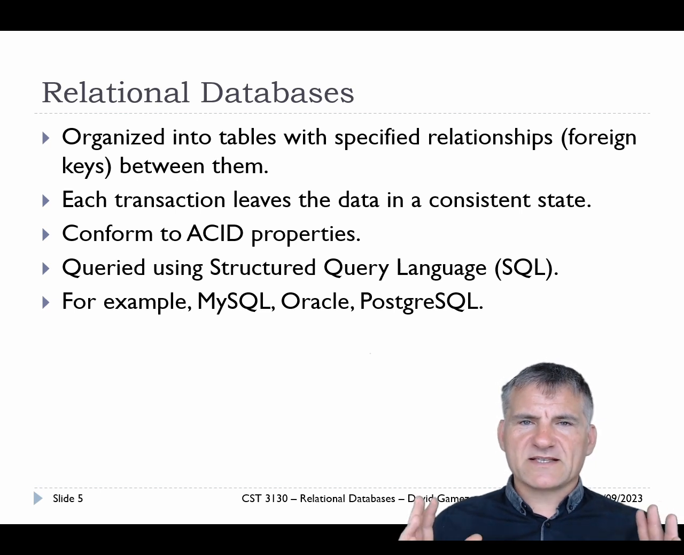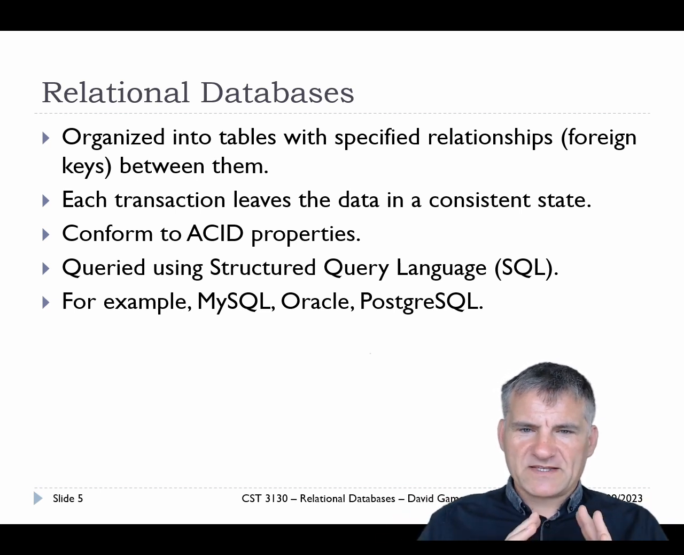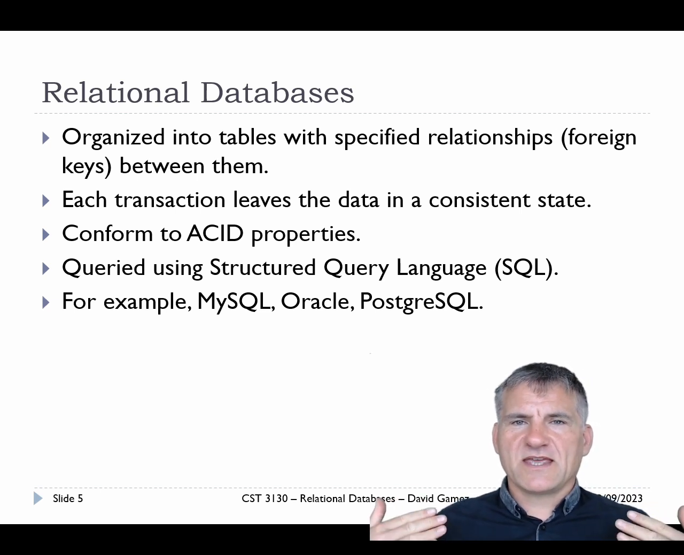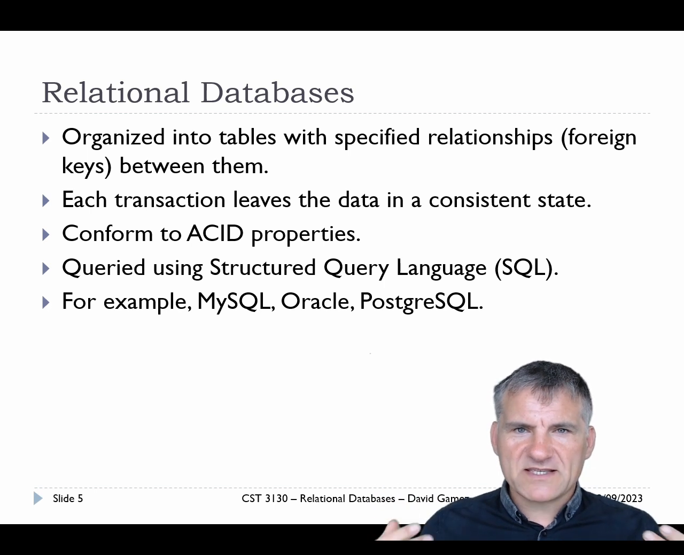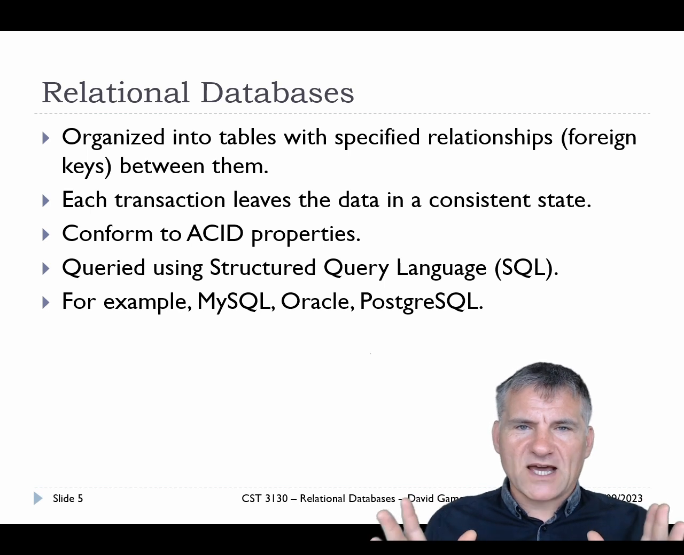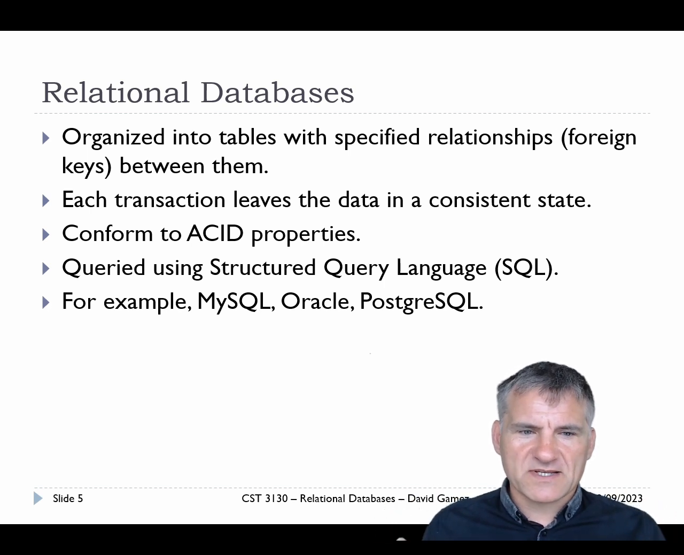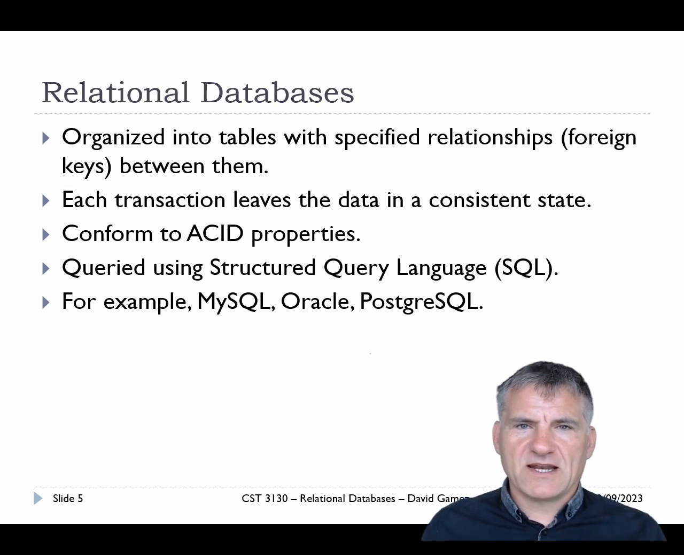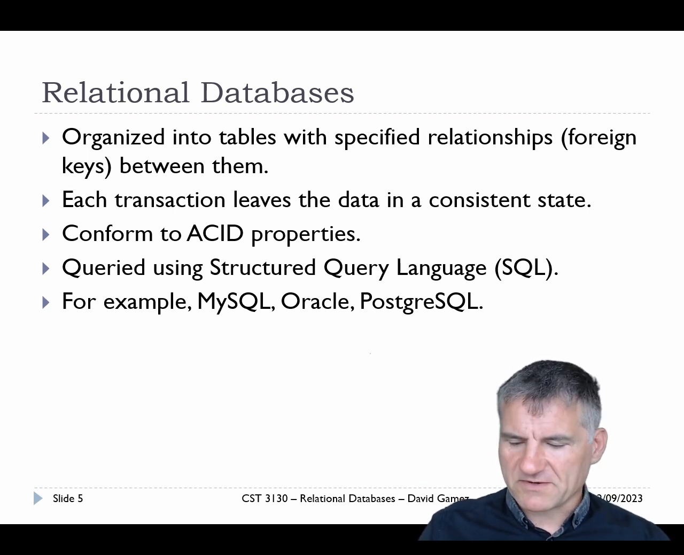So relational databases are fairly rigidly structured, right? You have tables that have very specific relationships between the tables. You have the idea that each transaction, each interaction with the database, will leave the database in a consistent state. And that's formalized with these ACID properties, which I'll come to in a second. And with relational databases, we interact with them using the structured query language. So it's quite a rich language for inserting and querying the data in different ways. Some examples of relational database management systems are MySQL, Oracle, Postgres, and there's a Microsoft one I can't remember the name of.